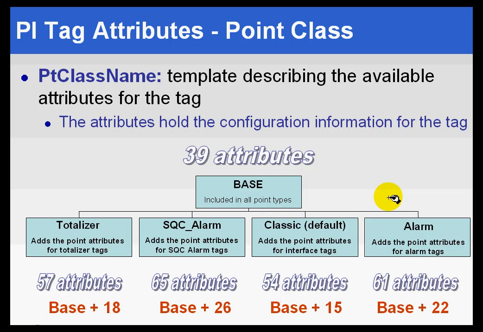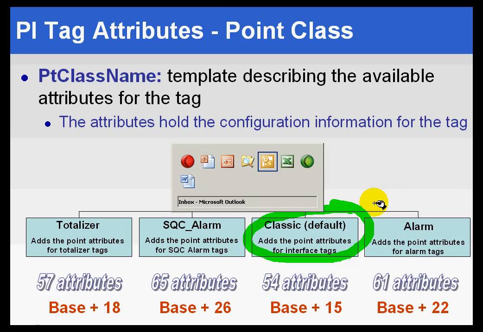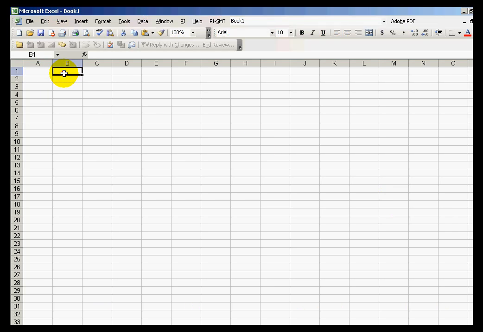In addition to those attributes, we also have other attributes that are required for different purposes. For example, if you're getting your data in real time from a control system, like the vast majority of PI tags are, then there are going to be some additional attributes, what we call classic attributes. Now I'm going to go ahead and retrieve a set of classic attribute tags, and I'm going to use the PI System Management Tools to do this. So let me go into PI SMT.